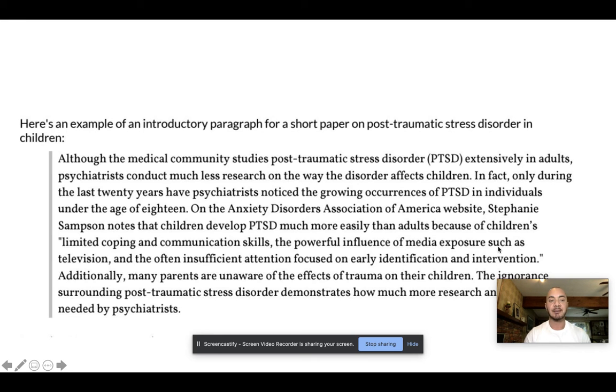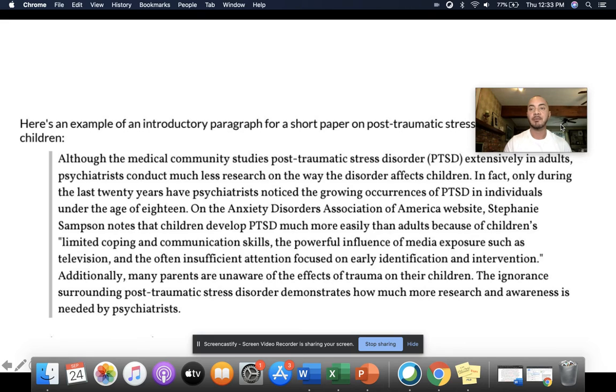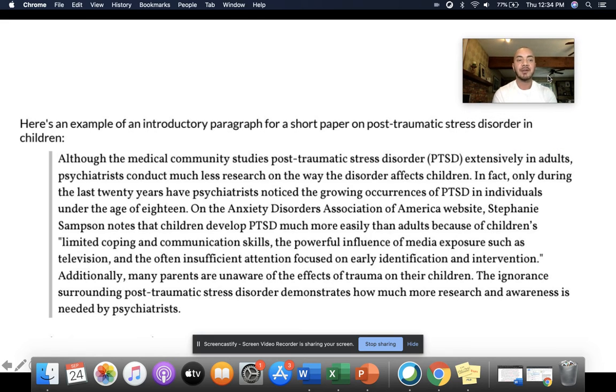Let's take a look at an example. This example comes from your Foundations of English Hawkes Learning textbook, and it is an introductory paragraph on the topic of post-traumatic stress disorder in children. So let's go ahead and read the paragraph together and see if we can identify the three parts of the introduction.